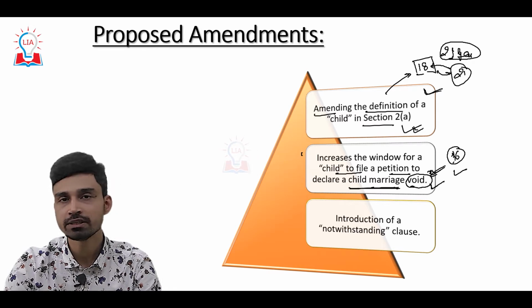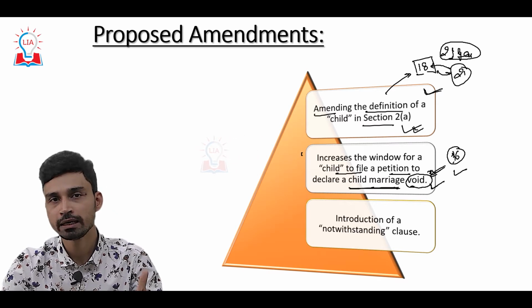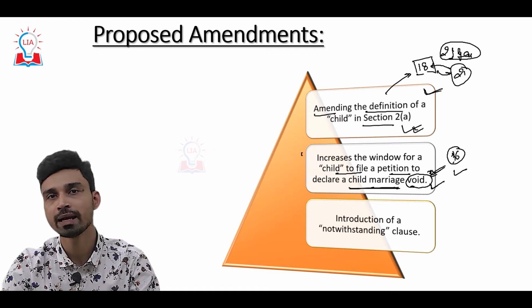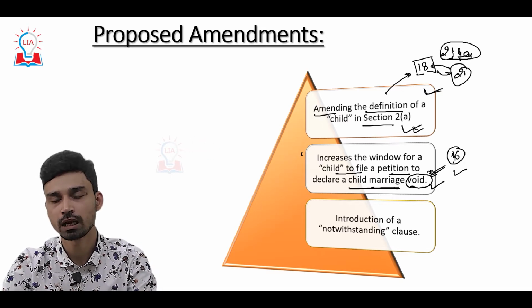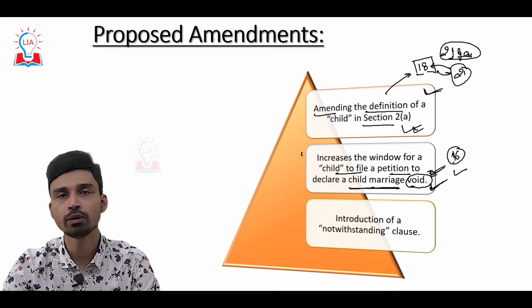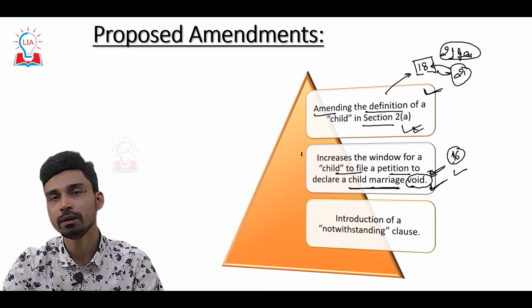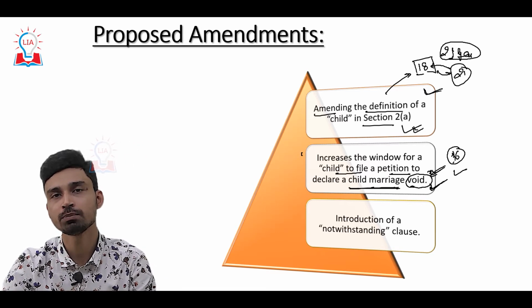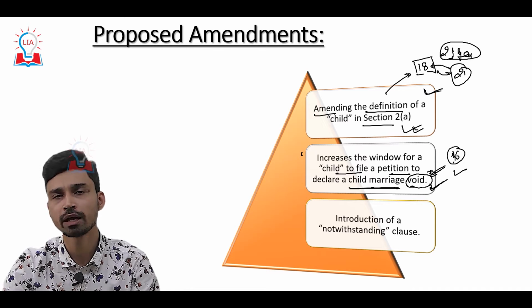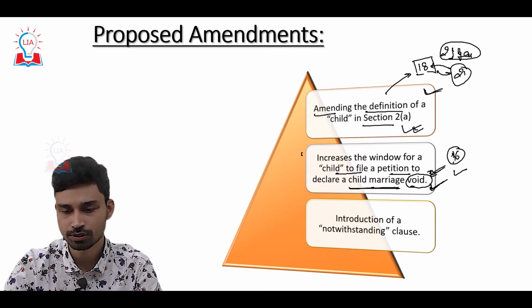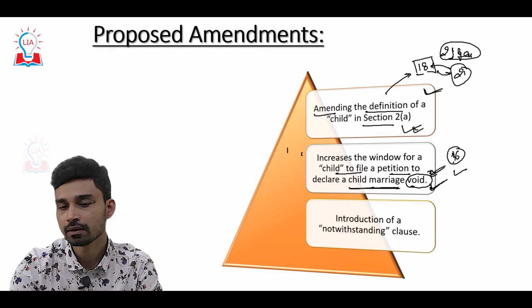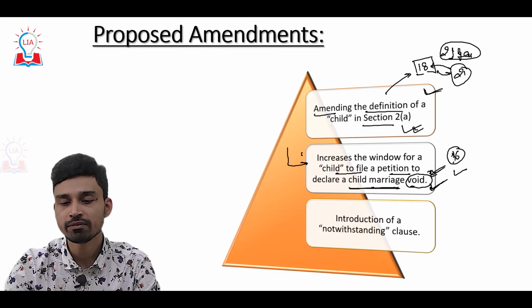It is different from divorce, because in divorce it is on record that the marriage existed and then the divorce has occurred. However, void means the court will nullify the whole marriage, and it will be as if this marriage has never happened as far as the records of the country are concerned. So the amended bill actually increases the window for a child to file a petition.